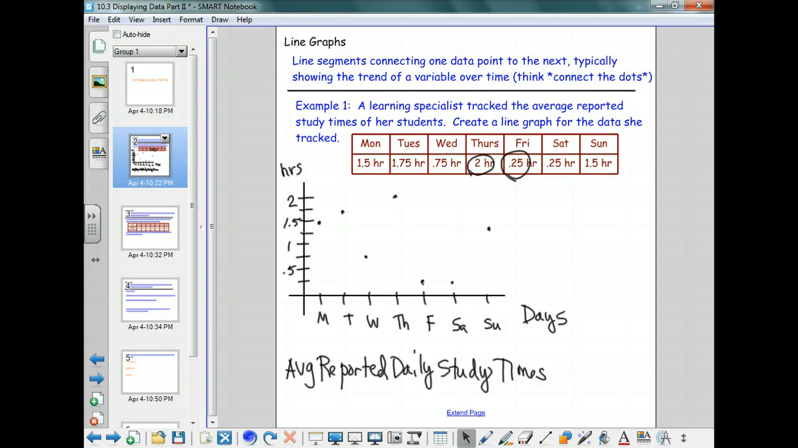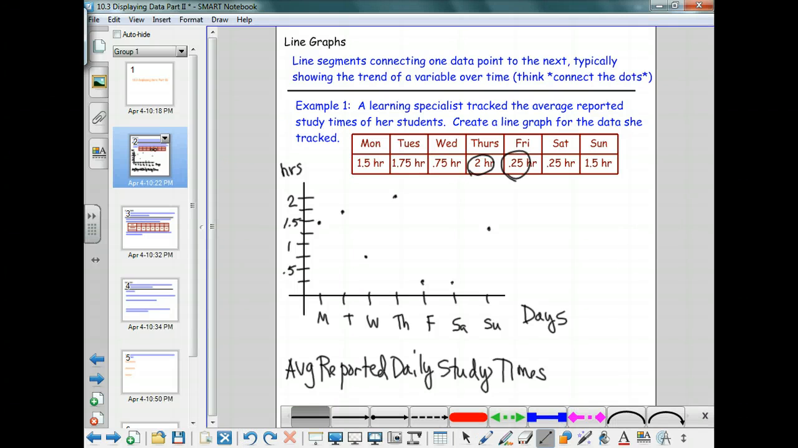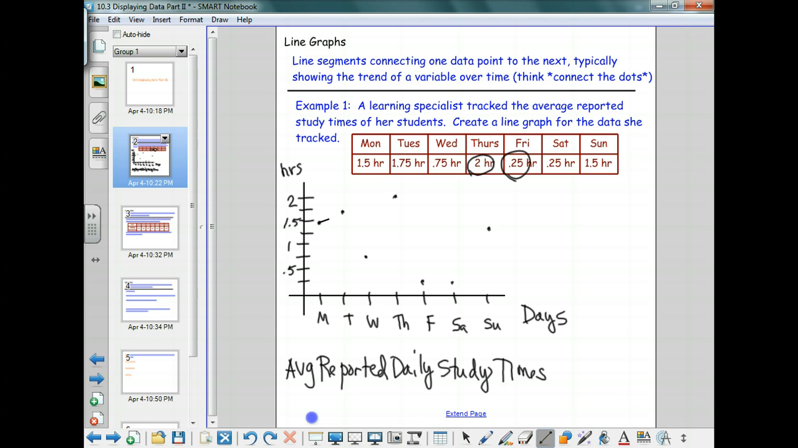All right. Now, what a line graph does is it connects the dots. Okay? So I'm not trying to fit some sort of a line to the data. I'm actually going to draw one dot connected straight to the next dot. So these are going to be straight line segments that connect these dots. So we're going to draw from Monday to Tuesday, Tuesday to Wednesday, and so forth.